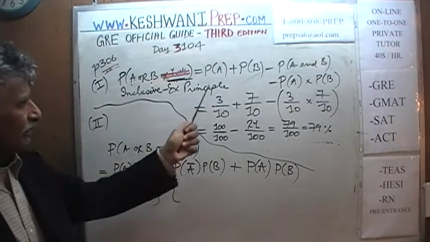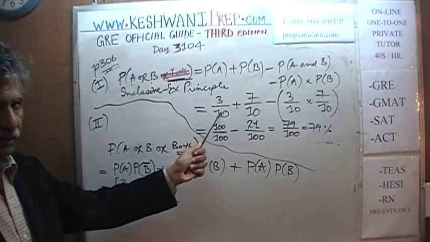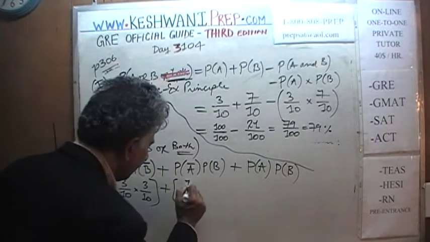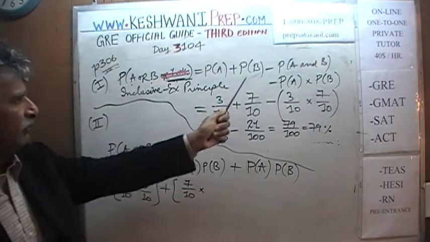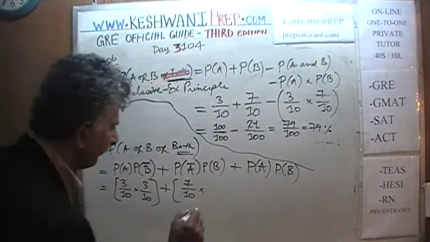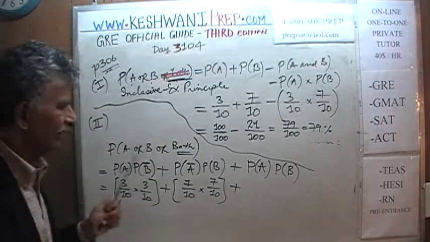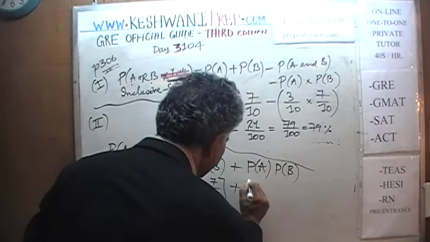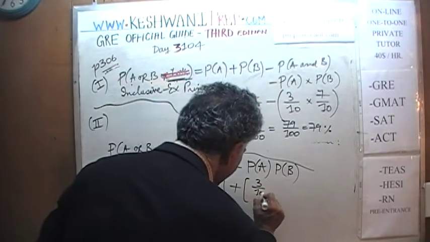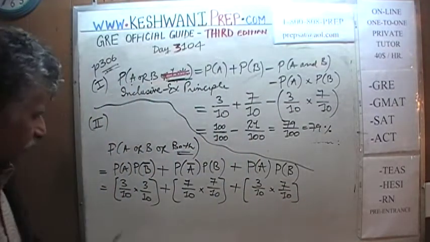We are told that A has a 30% chance of succeeding. If A has a 30% chance of succeeding, then A must have a 70% chance of failing. And B, we were told, has a 70% chance of succeeding. And finally, the odds that they both succeed is simply the product of the two, which is A has a 30% chance of succeeding and B has a 70% chance of succeeding. Let's see what we get out of it.